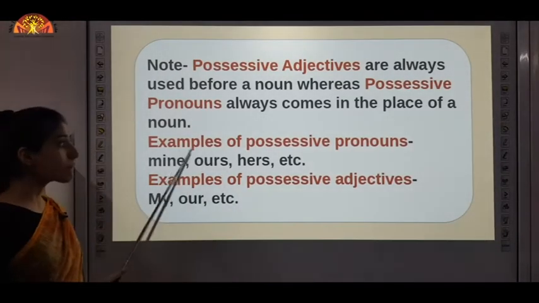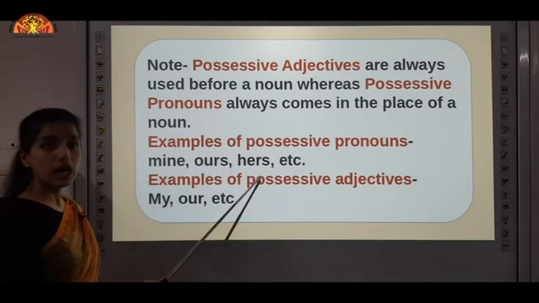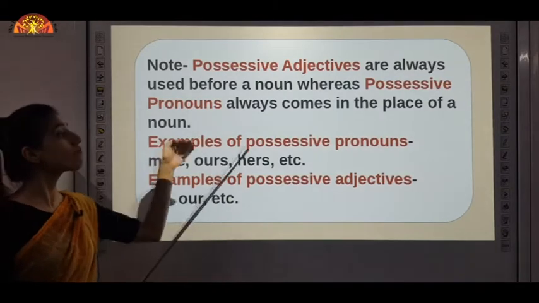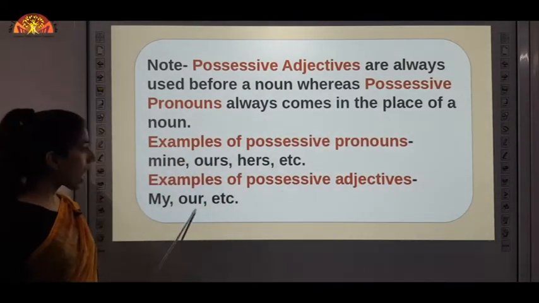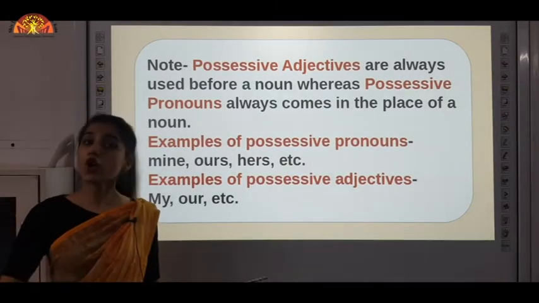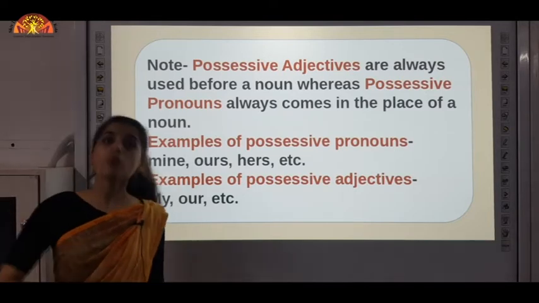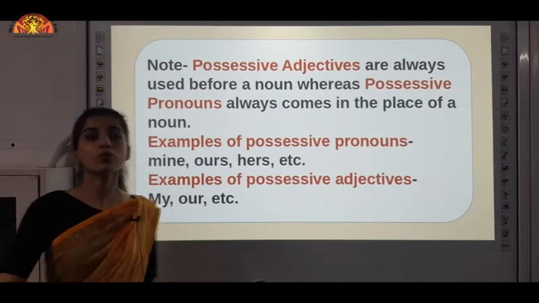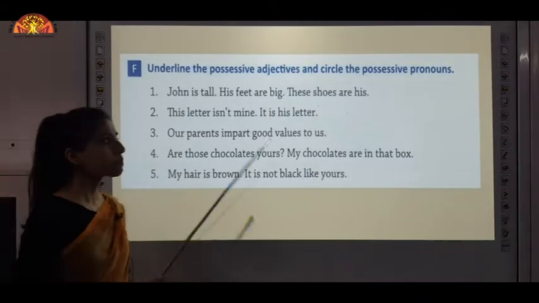As you can see, examples of possessive pronouns are mine, ours, hers. But examples of possessive adjectives are my, our. We are not using s over here because we are not showing any possession. We are not replacing a noun. We are showing it with the noun only. It is placed before a noun only. That is why. Let's see the exercise related to this.